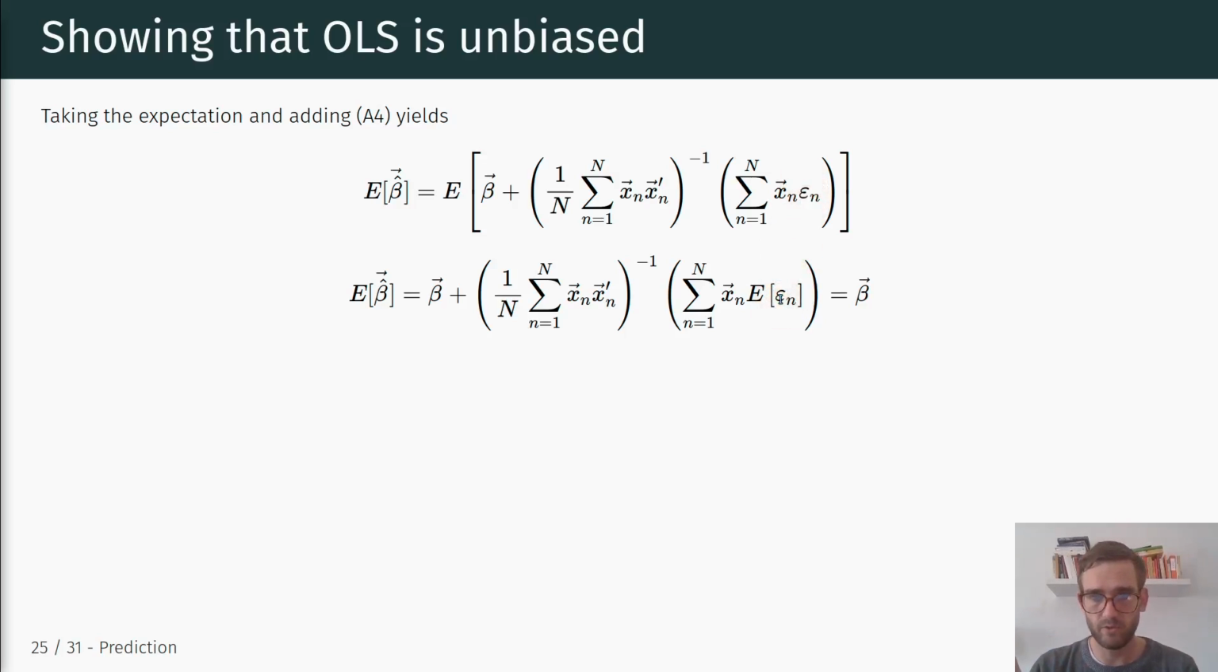And then by virtue of the fourth assumption that we made, A4, we know that the expectation of epsilon_n is equal to 0, which means that this term is equal to 0, which means this entire part cancels out, which means all we're left with is our beta vector. This again shows that the expectation of beta hat is equal to the true population beta, and thus beta hat is unbiased. The OLS estimator in the multivariate case in expectation is equal to our true population parameter.